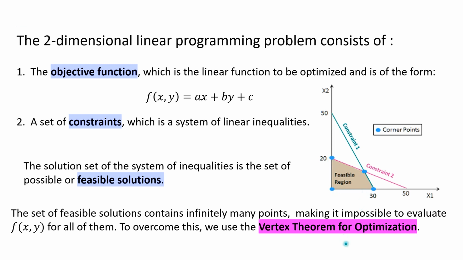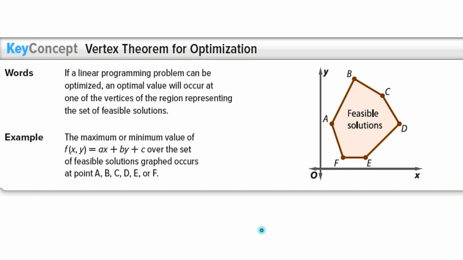So what exactly does the vertex theorem for optimization state? The theorem states that if a linear programming problem can be optimized, an optimal value will occur at one of the vertices of the region representing the set of feasible solutions. For example, the maximum or minimum value of f(x,y) = ax + by + c over the set of feasible solutions graphed occurs at A, B, C, D, E, or F.